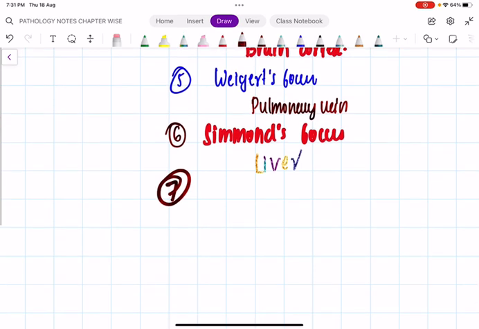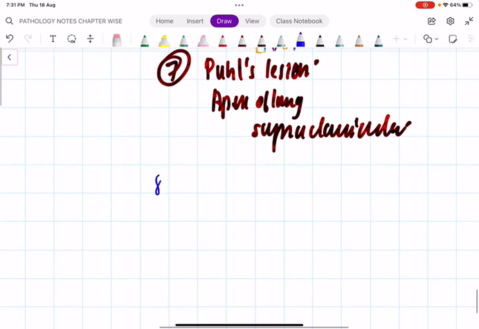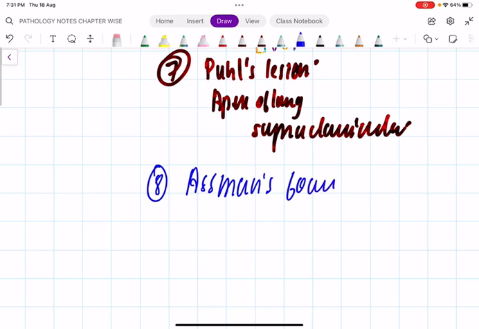Then what is Puhl's lesion? Puhl's lesion is a lesion in the apex of the lung, that is supraclavicular. Then we have Assmann's focus. Assmann's focus is nothing else but infraclavicular lesions. Just for MCQ purpose, infraclavicular lesions.